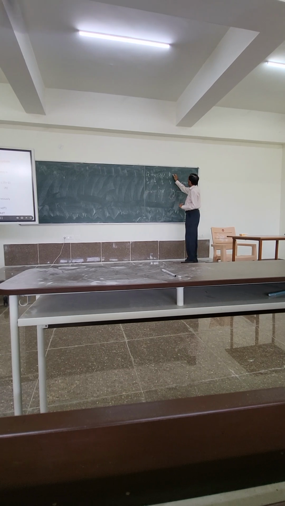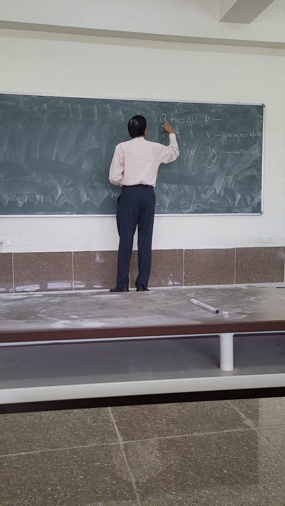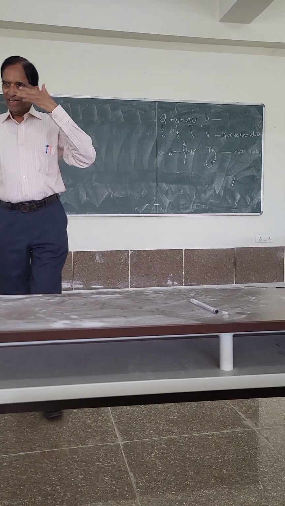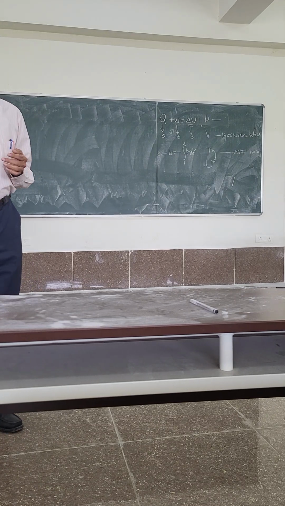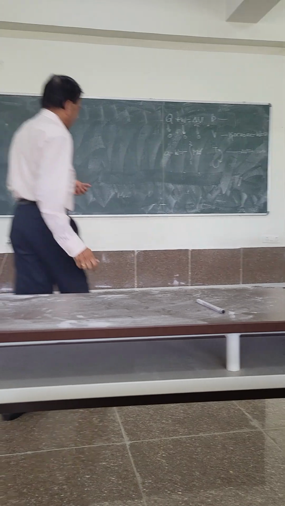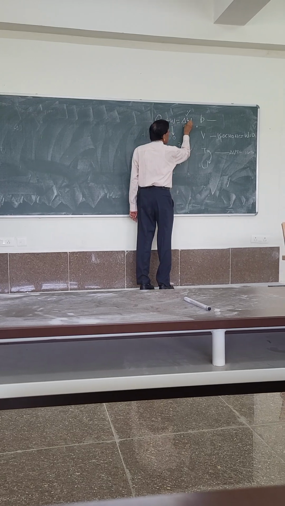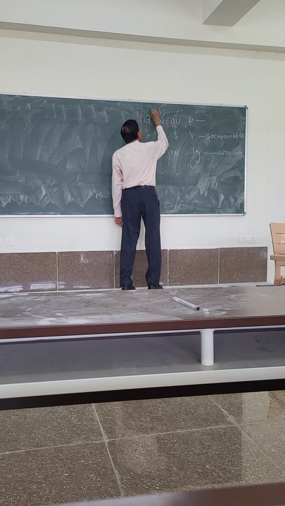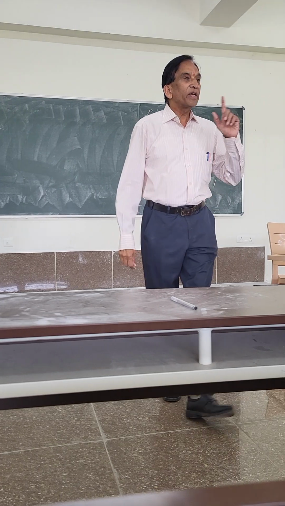Now, constant P, we can call isobaric. But in the isobaric process, none of them are 0. Either delta U is 0 for isothermal, or W is 0 for isochoric. Is there a possibility? Ask yourself, can I make Q equal to 0?